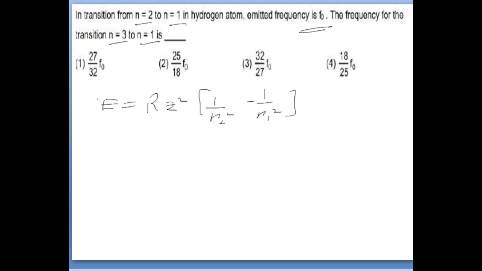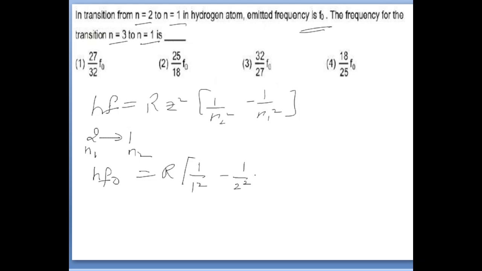So he has given the frequency. Frequency is nothing but energy, you can write h mu or h f. He has given it as f, right? So h f. According to that, if I take the transition from 2 to 1, this is my n1, this is n2. So h f naught is the frequency emitted, that is given here. For our hydrogen atom Z is 1, so no need to consider it. 1 by 1 square minus 1 by 2 square. So you will write R into 1 minus 1 by 4, so h f naught equals 3R by 4.